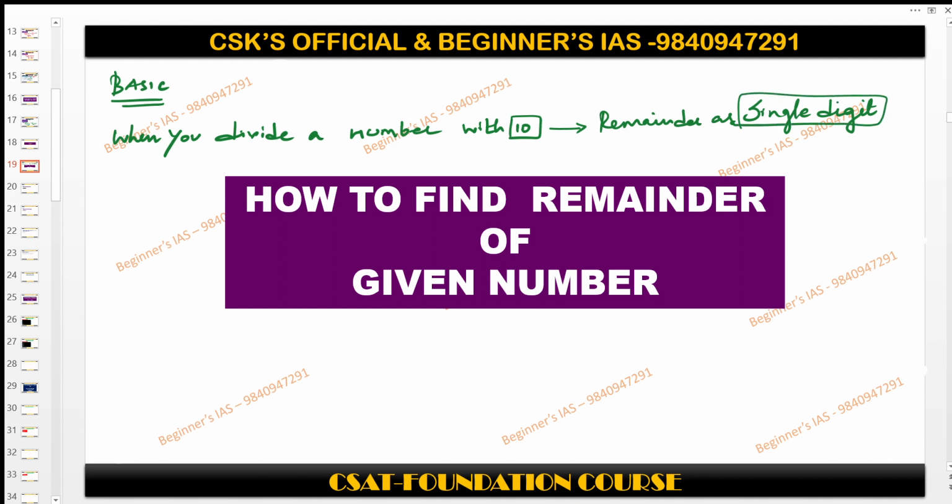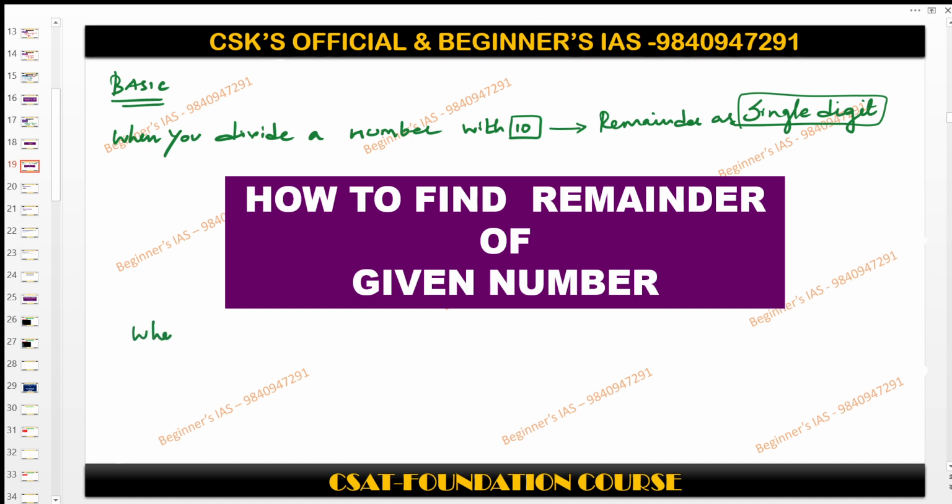Now whatever be the number, let us take 343. If you divide with 10, 3 times 30, 43, 4 times 40, you will get a single digit as the remainder. So please remember this very important concept. In order to save your time and eliminate the options quickly, you can use this one.